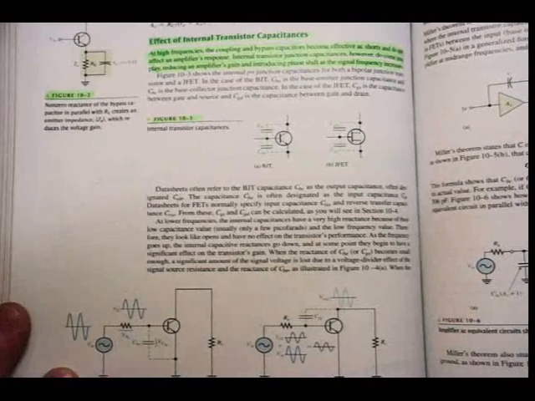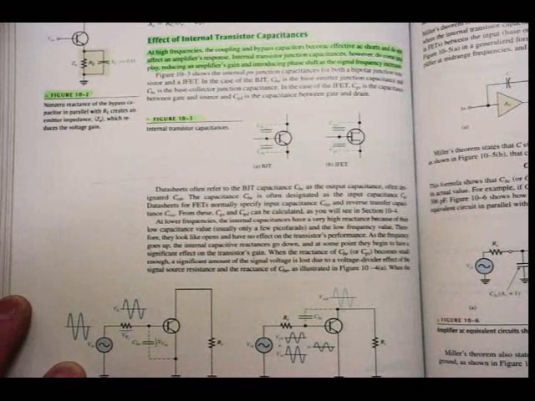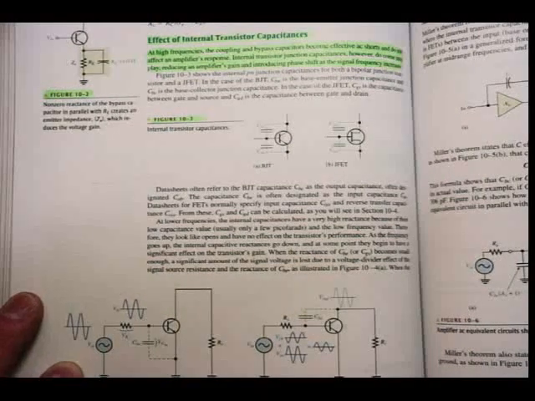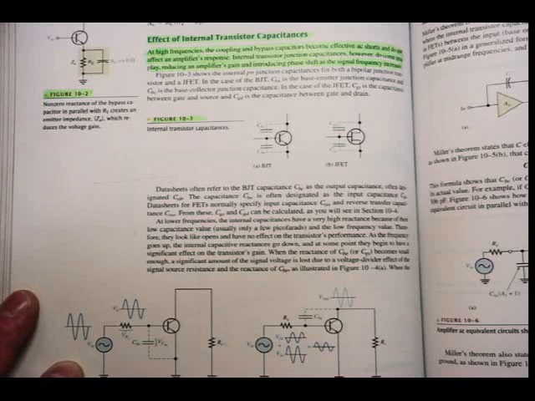Alright, so in the books again, the effect of internal transistor capacitances at high frequencies. Take note, at high frequencies. Previously it was low frequencies. The coupling and bypass capacitors become effective AC shorts and do not affect an amplifier's response. Internal transistor junction capacitances, however, do come into play, reducing an amplifier's gain and introducing phase shift as the signal frequency increases. Please underline that. That is important.